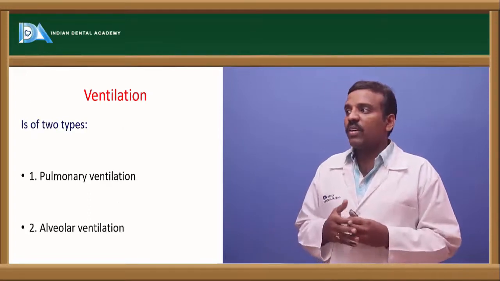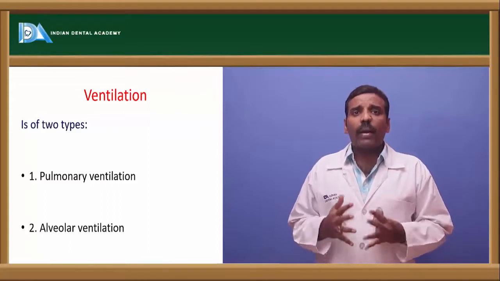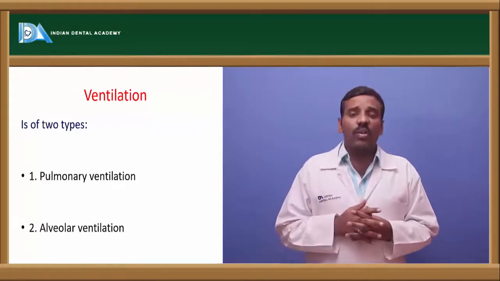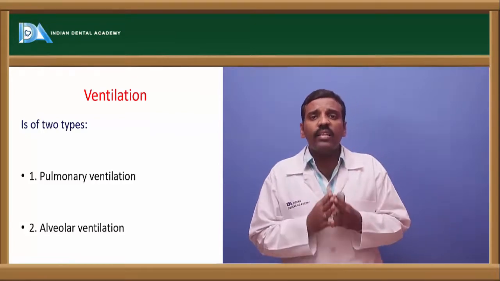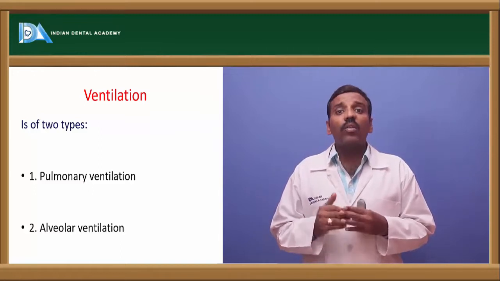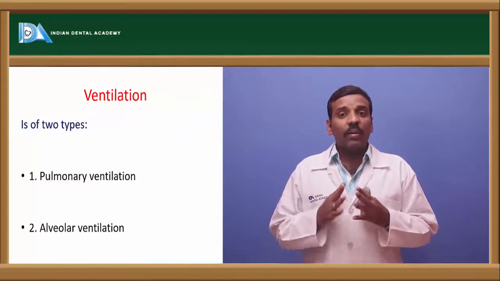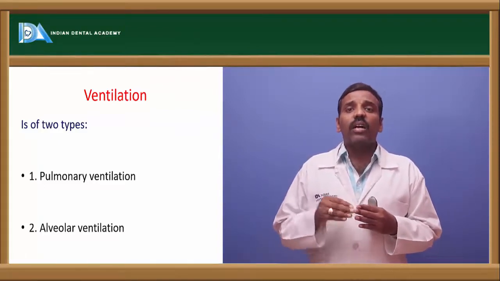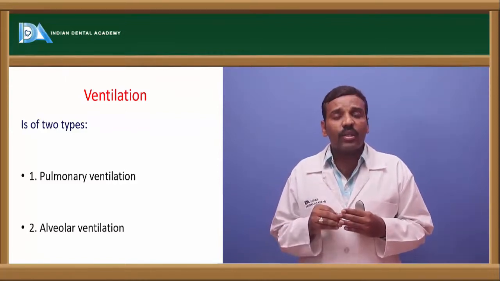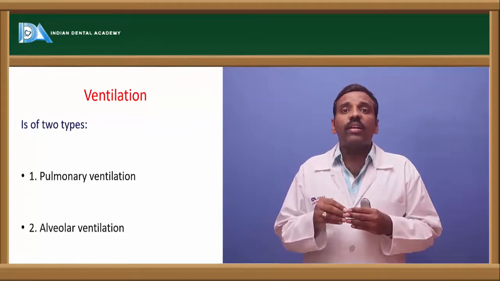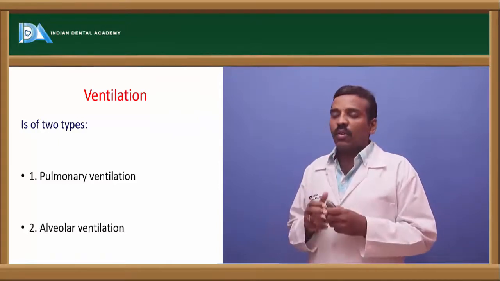And next one is ventilation. This ventilation is of two types: pulmonary ventilation and alveolar ventilation. Pulmonary ventilation is from the external atmosphere to the lungs, and alveolar ventilation is from the alveoli to the target tissues. That is called alveolar ventilation.